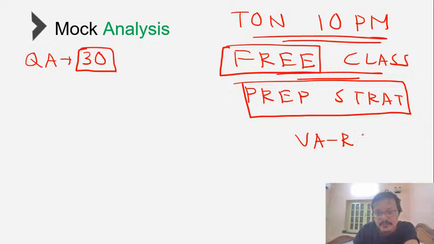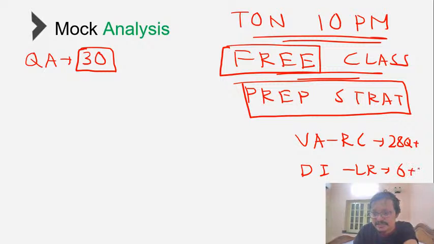VRC again: 28 questions, 28 plus questions in 30 minutes. DILR: at least 6 sets, 6 plus sets, that is 24 questions. Now, some of you might wonder that 30 questions in quants is a bit ambitious in 40 minutes.